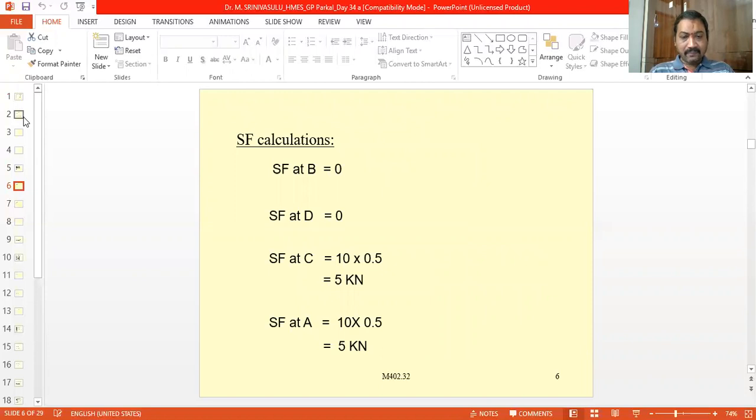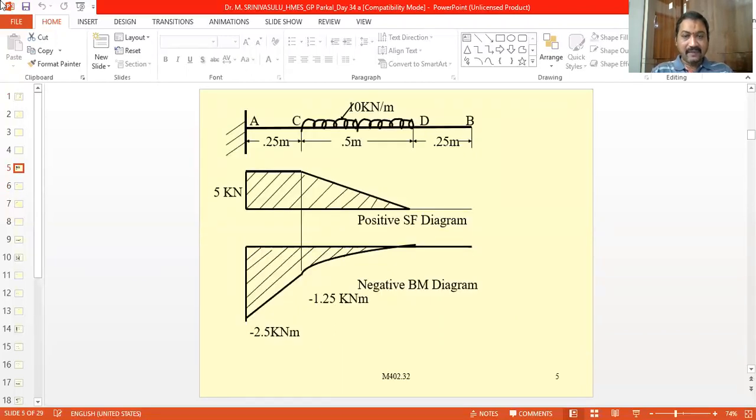Now coming to the bending moment at point C. For point C, this is the load acting. How much load? 10 into 0.5, 5 kN. So this 5 kN will act at the midpoint of this length, 0.25. So from here it is 0.25. Now we are taking moments about C. So that is nothing but W into X into X by 2, that is W X square by 2.